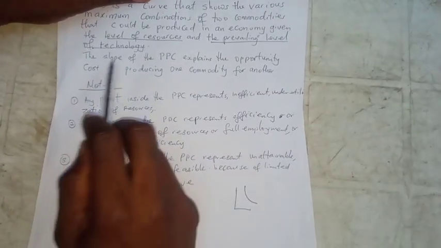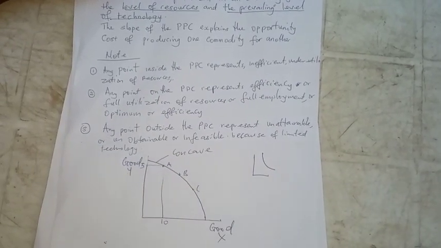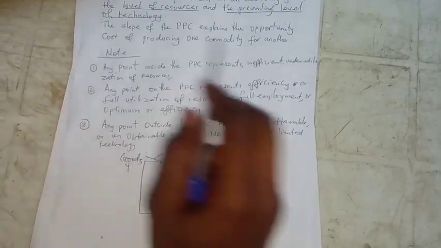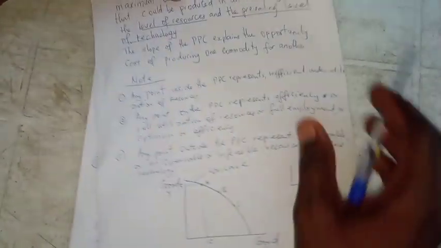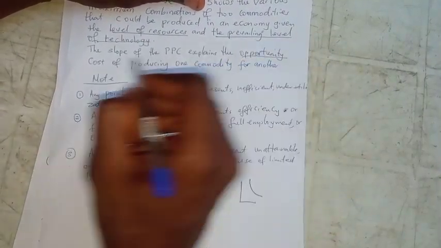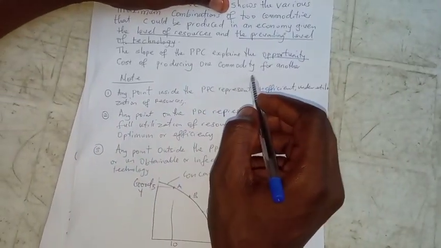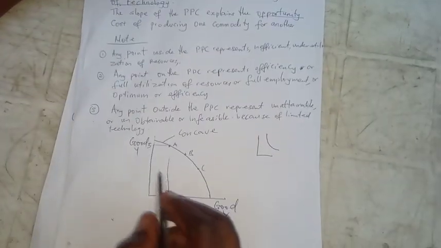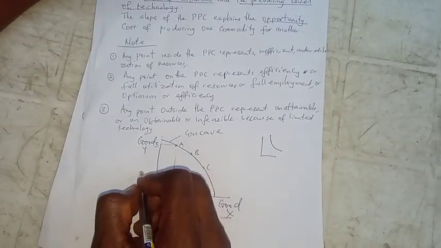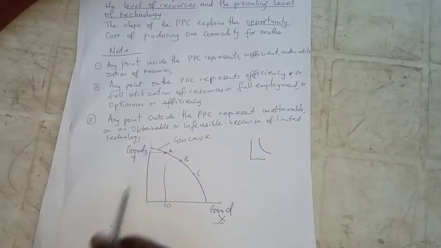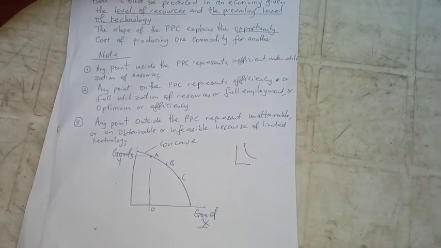Another thing you need to know about this curve is the slope. It slopes downward. Because it slopes downward, the curve is showing the presence of opportunity cost. Opportunity cost simply means alternative forgone. The slope of the production possibility curve explains the cost of producing one commodity instead of another. In other words, for me to produce more of good X, I need to produce less of Y. That means I need to give up a part of Y. That is opportunity cost.